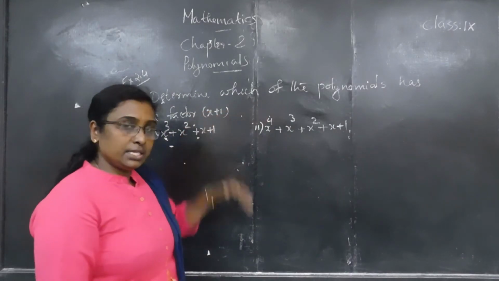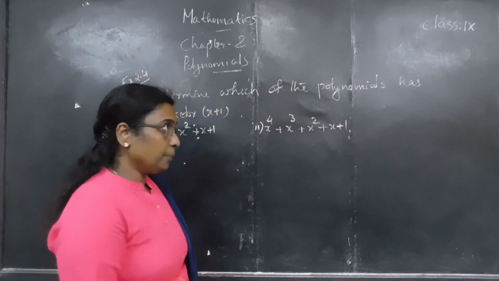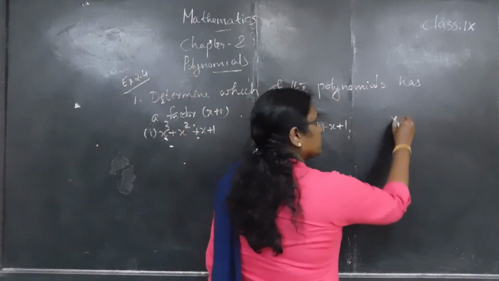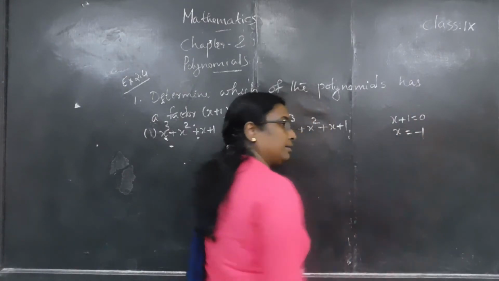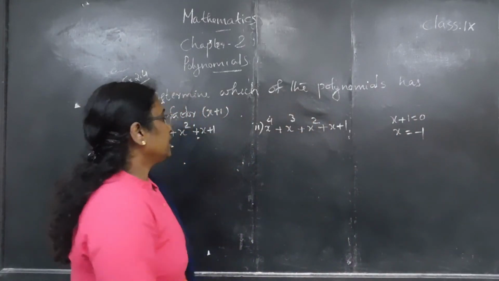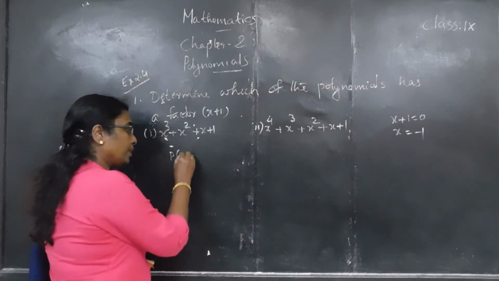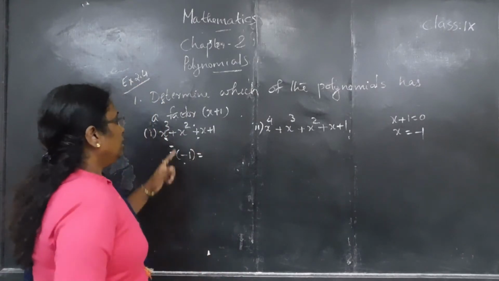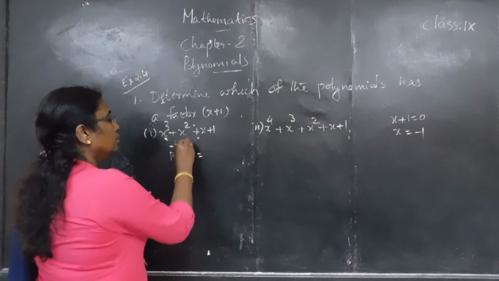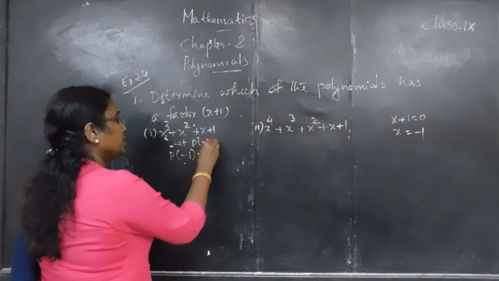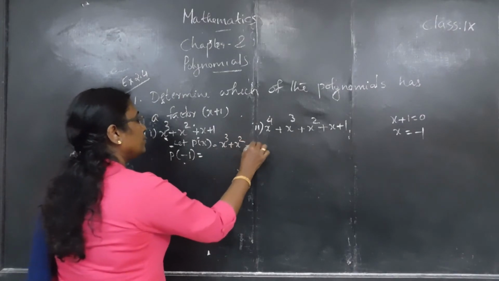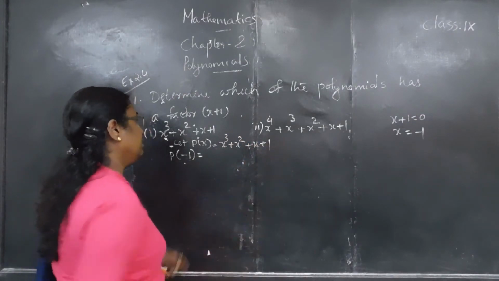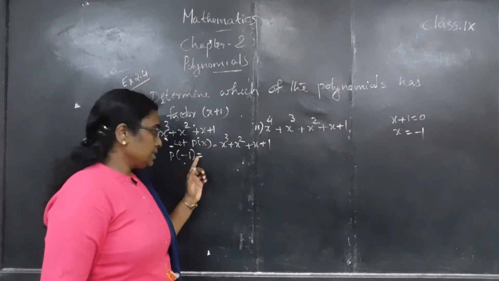Since x plus 1 is a factor, what is the remainder? The zero of x plus 1: x plus 1 equal to 0, x equal to minus 1. Therefore, the remainder is P(minus 1). Let P(x) equal this polynomial x cube plus x square plus x plus 1. P(minus 1) is the remainder.